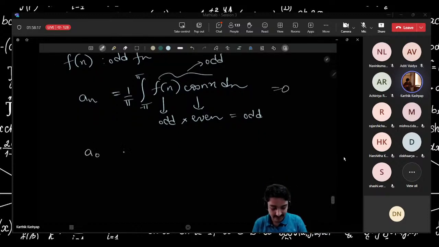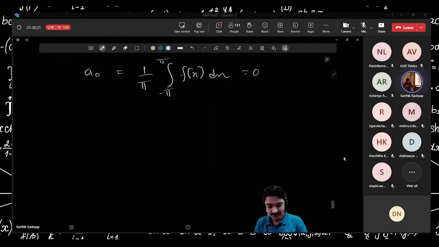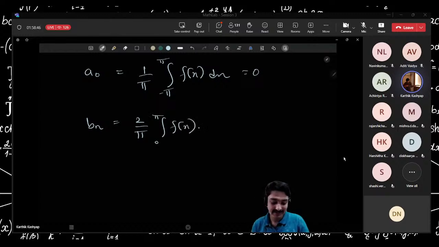So again, similarly, if we take a naught, then that will be 1 by pi times the integral from minus pi to pi of f of x dx, and f of x is odd anyway, so this will also be equal to 0. So bn, if we take f of x sine, in which case both are odd, so an odd function times an odd function is an even function, so the whole function is even, so we can just write it as 2 by pi times the integral from 0 to pi of f of x sine nx dx.